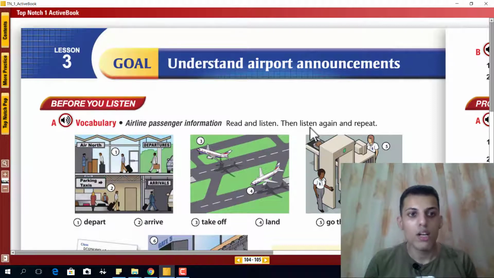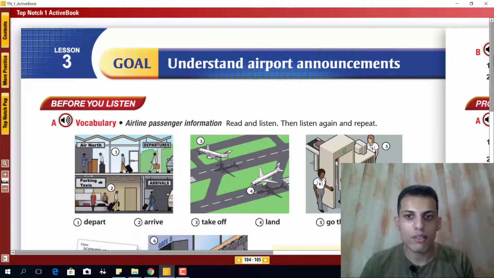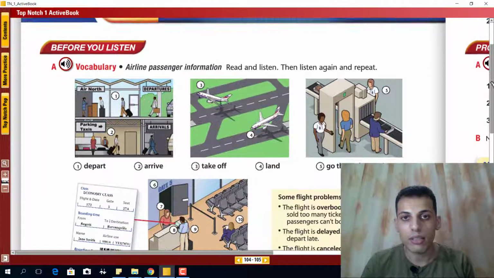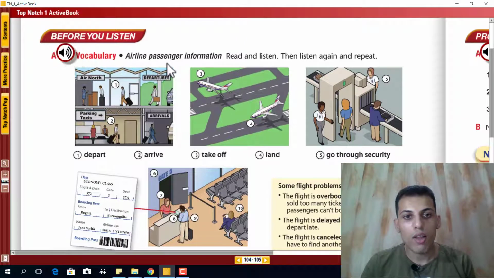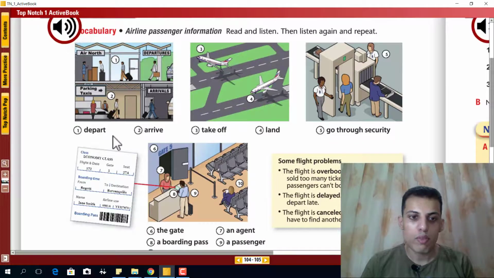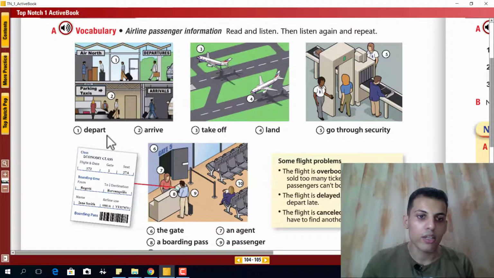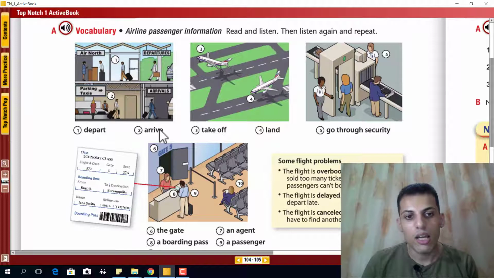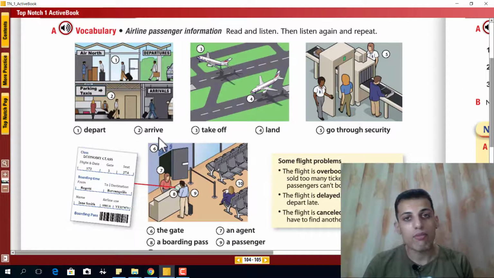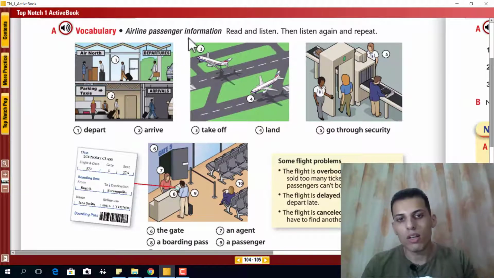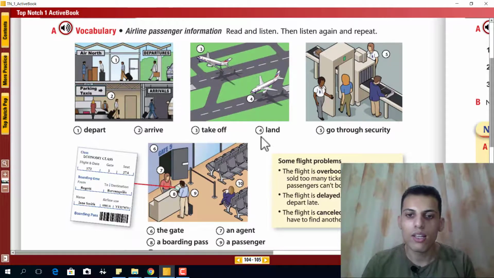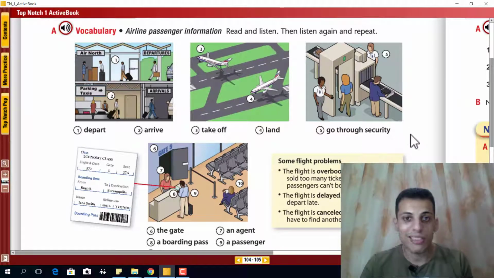So let's go. So lesson number 3 understand airport announcements. ازاي تفهم الإعلانات بتاعة المطار. So عندنا airline passenger information. Alright, so when someone is leaving or هيرحل خلاص أو يغادر, alright, depart, اسمه depart, okay? Arrive, alright, someone came from a trip, alright, or got back from a trip. Take off, تقلع الطائرة, okay? الطائرة تقلع, okay? Land, بتهبط الطائرة, okay? Go through security, تتفتش, alright?